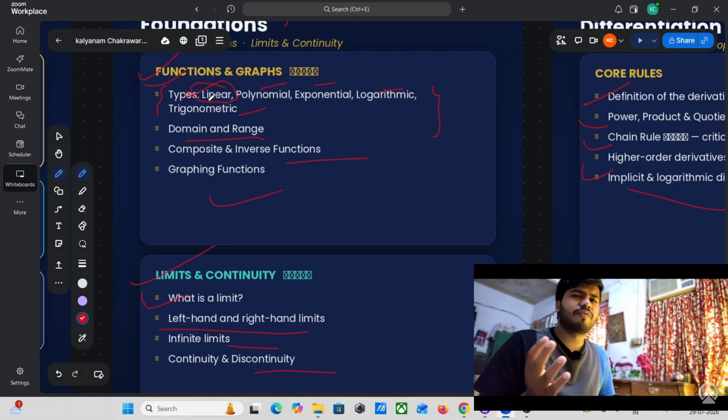In my upcoming video I will bring some other roadmap videos, like in linear algebra, what are the important topics you need to master. This is the calculus roadmap, so you can follow it, guys.